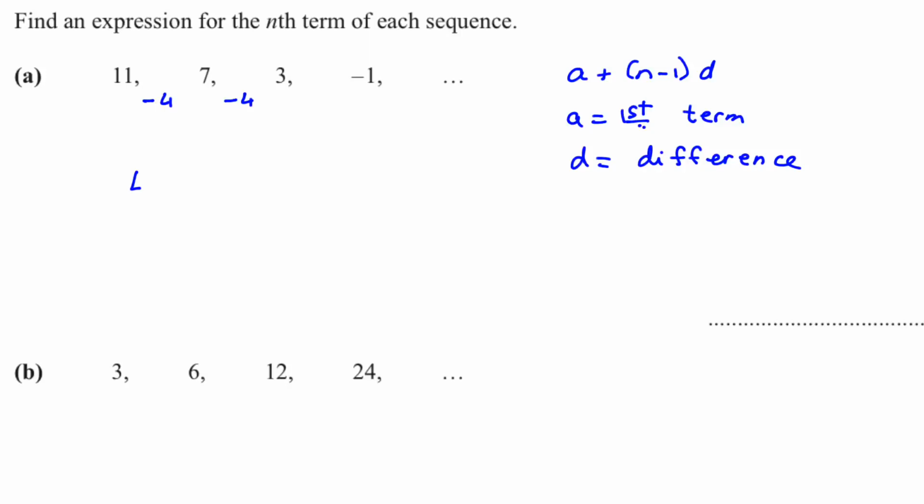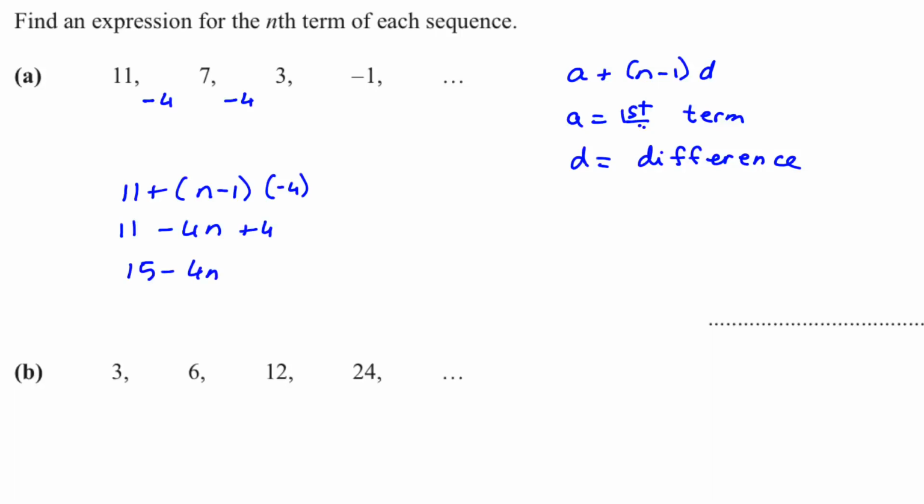11 plus n minus 1 d. D is negative 4. Expand the bracket and you will get 15 minus 4n.